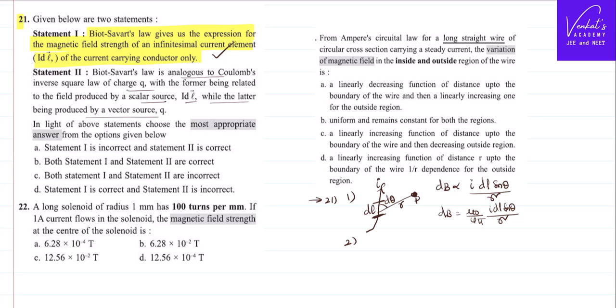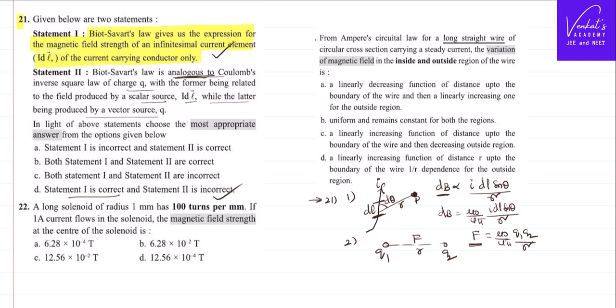First of all, these are not analogous to each other. Coulomb's inverse square law is to find the force between two charges separated by a distance r, that is 1 by 4 pi epsilon naught, q1 q2 by r square. So this is the force due to electric charges. This is the field due to a current carrying conductor. Therefore, they are not analogous, not similar to each other. So I disagree that this is analogous. Therefore, the second statement is wrong and the first statement is correct, and hence this is the correct option. That's one question.